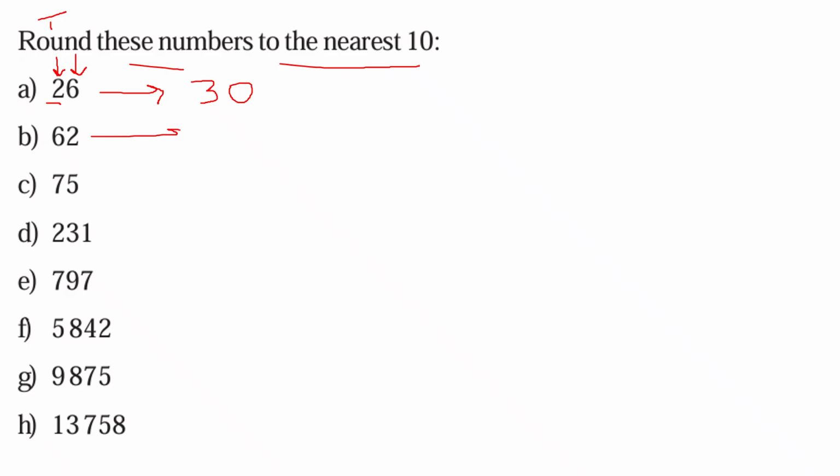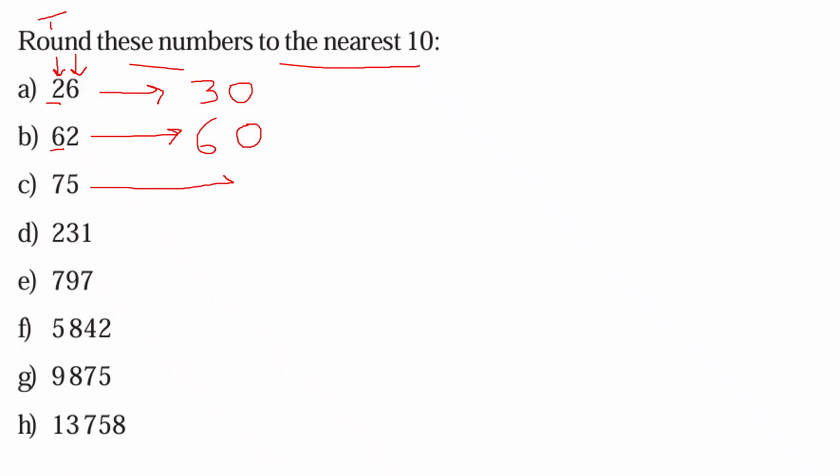Part B, 62 to the nearest 10. So 6 is our tens column. Look at the number next to it. That's a 2, so we're going to round it down. So that's going to be 60. Again, 60 is closer to 62 than 70 because it's 2 away from 60, but it's 8 away from 70.